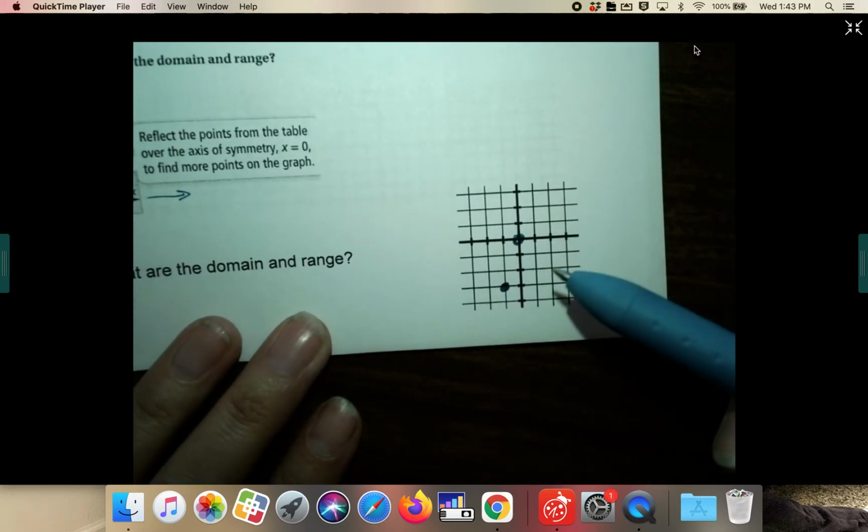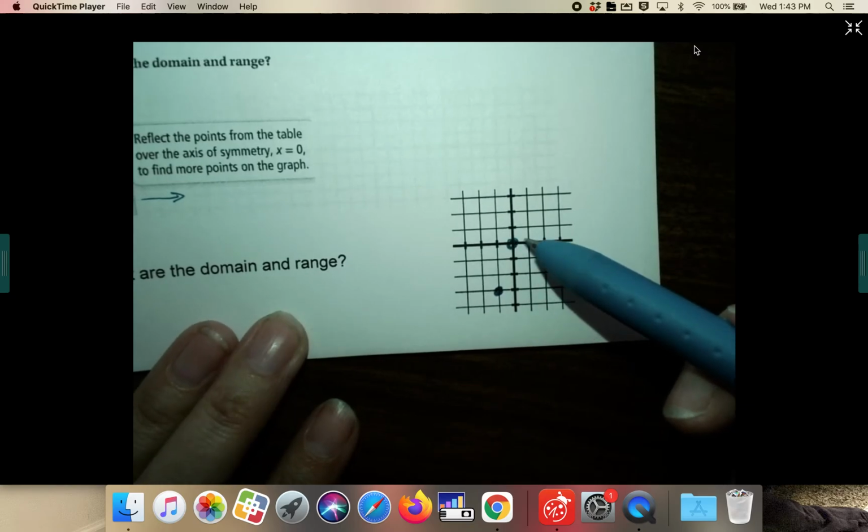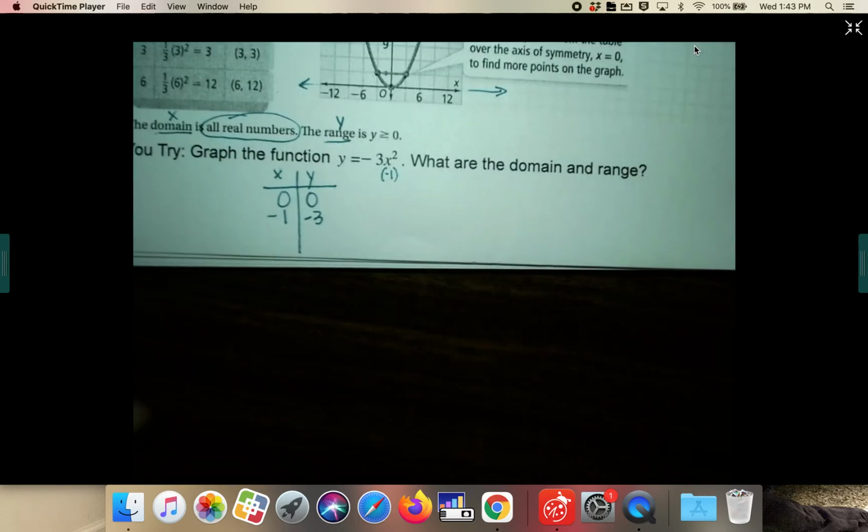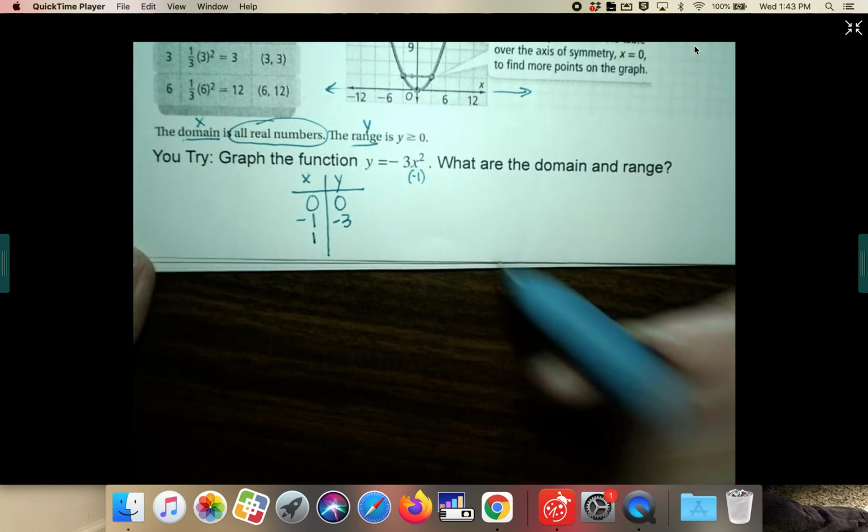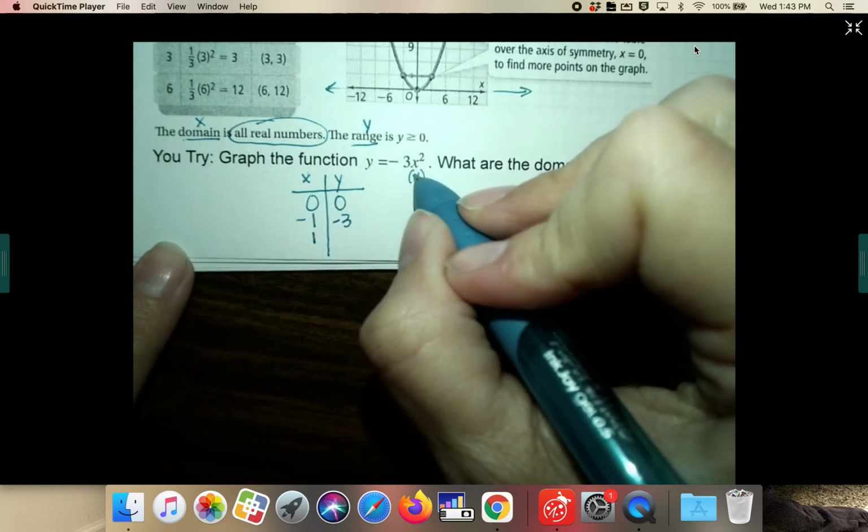All right, and then let's pick a +1. Let's just see. Let's pick +1. That should be easy to calculate. So when we plug in 1, I'm going to make it positive now.